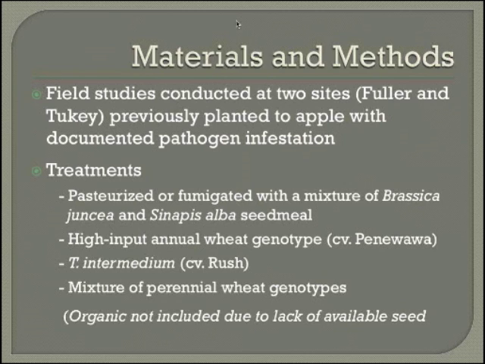Okay, so we had the high input annual wheat genotype Pinawawa that was previously identified as being very good at enhancing these microbes. We had the wheat ancestor, T. intermedium, and then we had to use a mixture of perennial wheat genotypes, so this is still a breeding program and we don't have large amounts of seed to use in field studies. And then we couldn't include the organic because also this was a breeding program and we didn't have a lot of seed to use in our field studies.